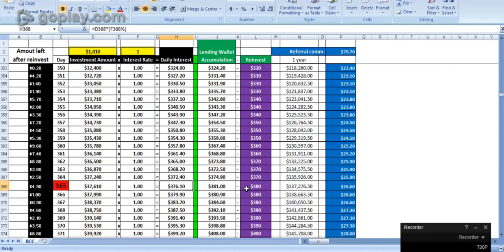You better be debt free at this point. I mean, you're no debt. This could be easily a house payment or rent. I mean, you're over $10,000 a month. $376 times 30, you're making $11,280 a month.